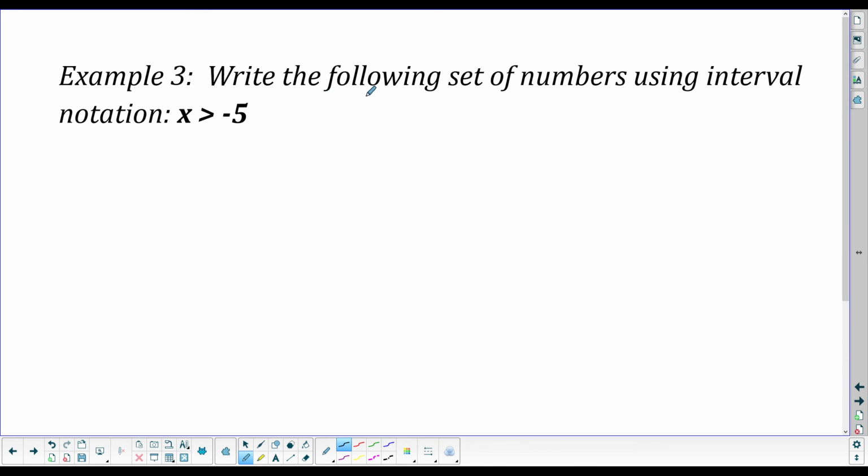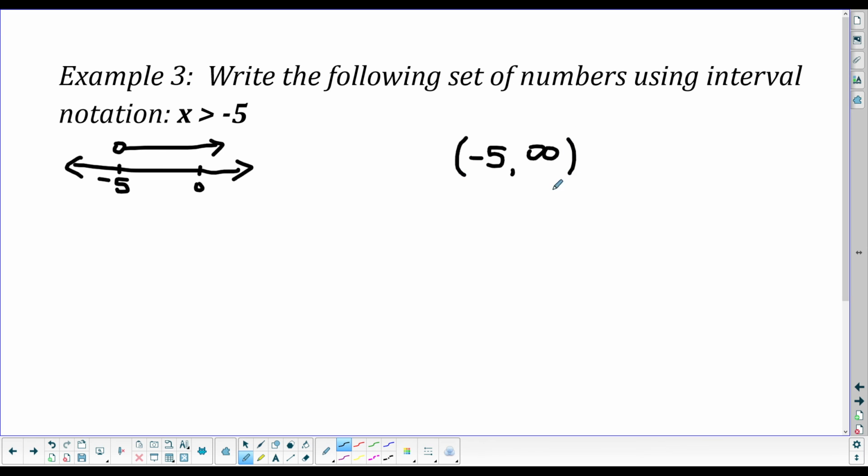Example 3, it asks you to write the following set of numbers using interval notation. These are all the values of x that are greater than -5. If I were to graph this, this was -5 right here, maybe this is 0 right here. So I would be looking at all the numbers to the right of -5. It can't be equal to -5, so I have an open circle there. So in interval notation, my left-hand side is going to be -5. My right-hand side goes on forever, so that's going to be +infinity. And I've got an open circle here, so this is going to be a round and a round.